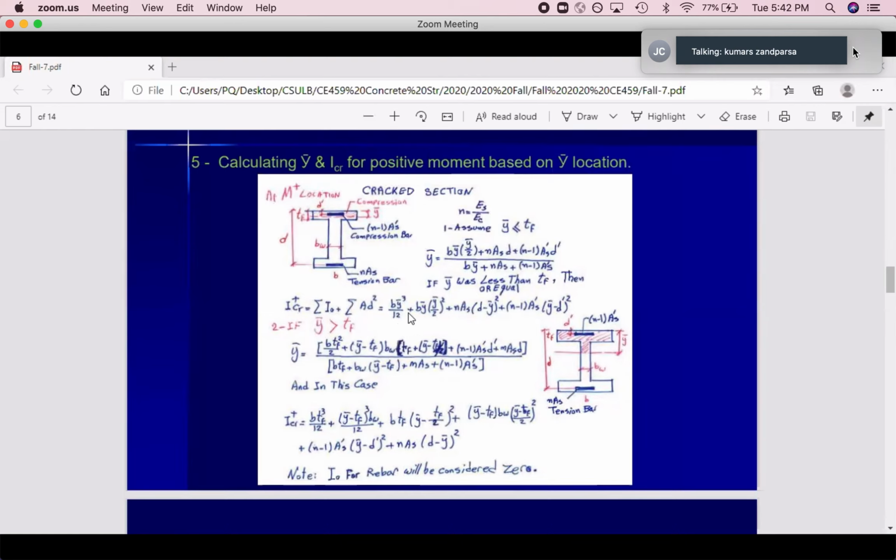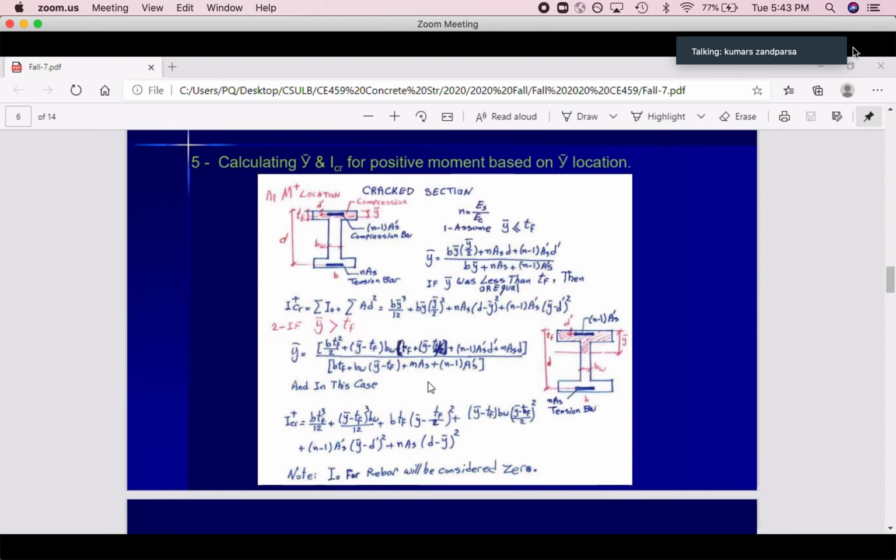Okay, and for the other one, area (n minus 1) times A prime s times distance to y bar, distance from this center to here. So it should be y bar minus d prime, which gives us the center of this to the neutral axis of the whole section. So y bar minus d prime squared. That's it. But if y bar was greater than TF, what should we do? Forget about this. Stop at this part. Don't waste your time calculating this because it's not worth it. You don't need this. That's wrong.